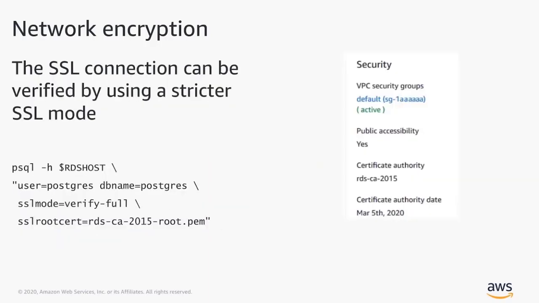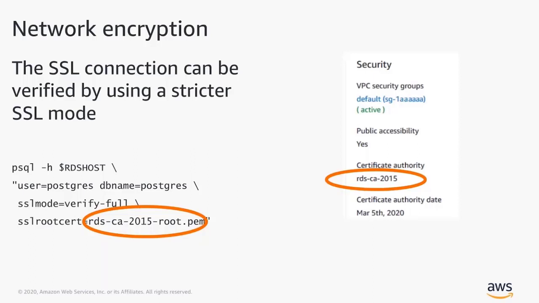So from the client side, we can go further. We can actually verify that we're connecting to the host that we're expecting to. Now, some organizations require verifying the host to prevent man-in-the-middle attacks. To do that, you need to set up the certificate to support it, so it has to match the same certificate as the root. And you can download that from the RDS site.